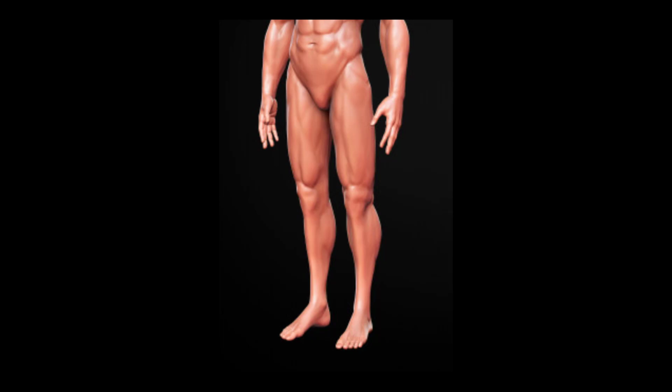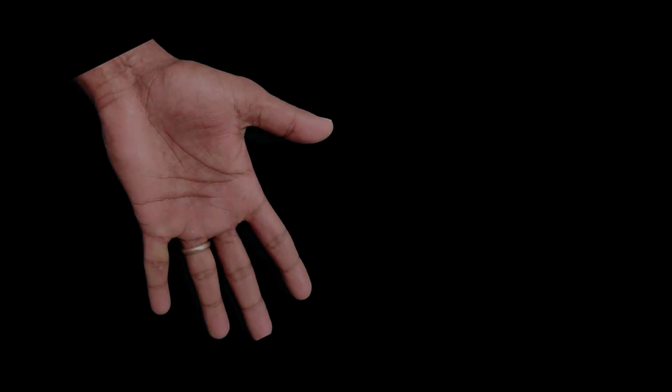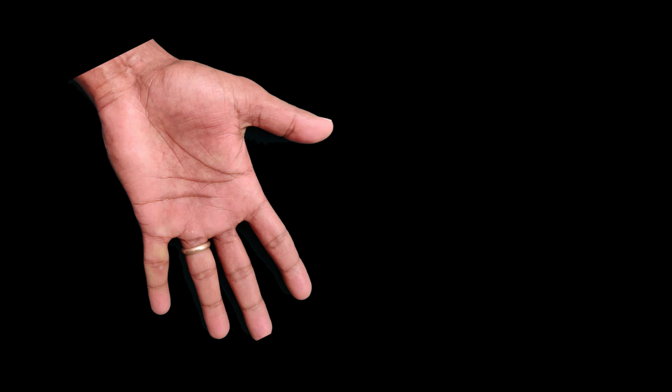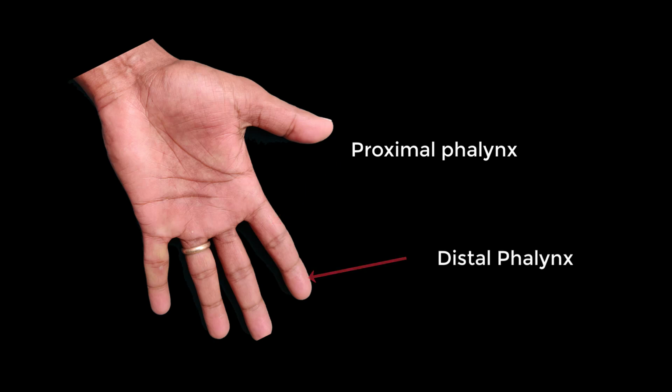Some more examples. Knee joint is distal to hip joint, proximal to ankle joint. These terminologies are also used for the phalanges of the fingers. This is proximal phalanx. This is distal phalanx. It is intermediate phalanx.